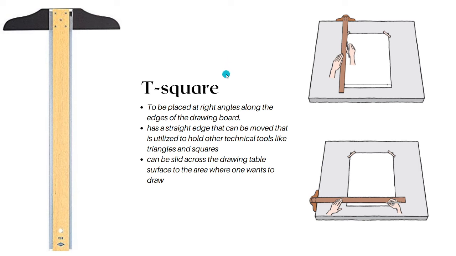This has a straight edge that can be moved, that is utilized to hold other technical tools like triangles and squares. So ani class, pwede na to mabutangan ang triangle ani. So the T-square would slide up and down or left or right. Okay? So depende asa mo ganahan mo draw.